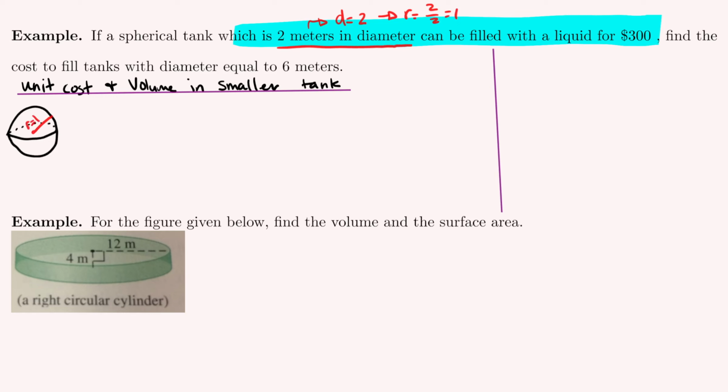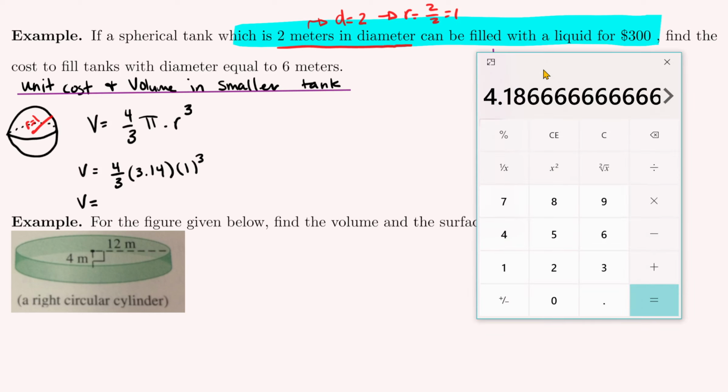Looking back, we see the formula for volume of a sphere is 4/3 pi times r cubed. So for our particular sphere, we're looking at 4/3. We use pi as our rounded 3.14, and our radius is exactly 1, and we cube that. Now let's type this into the calculator to get the volume of this smaller sphere. And we get this answer as our volume. So that it's easier to work with, let's round to 3 decimal places for our later calculations. The volume is 4.187 cubic meters. And we know for this amount of material, it cost exactly $300 to fill it.